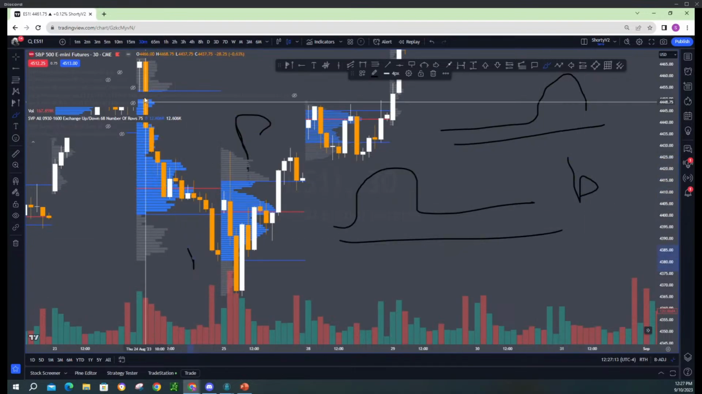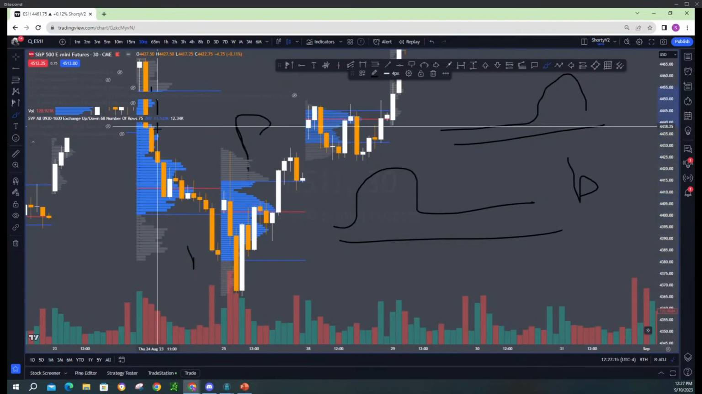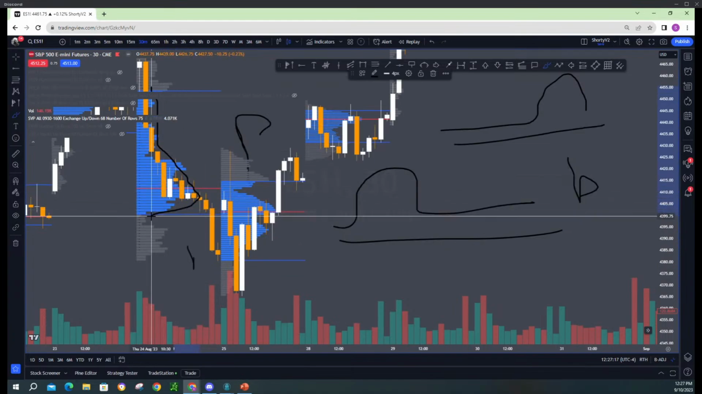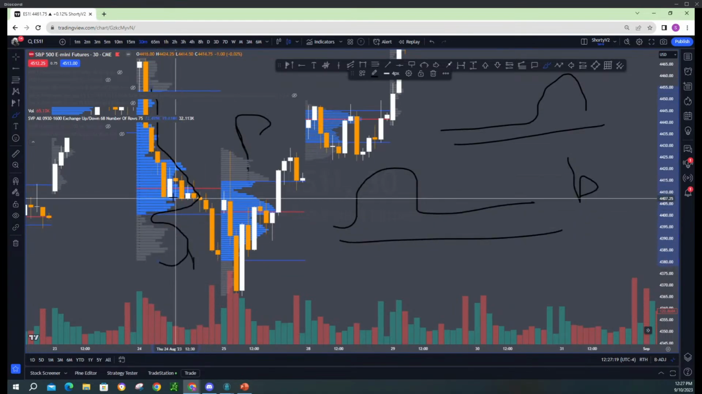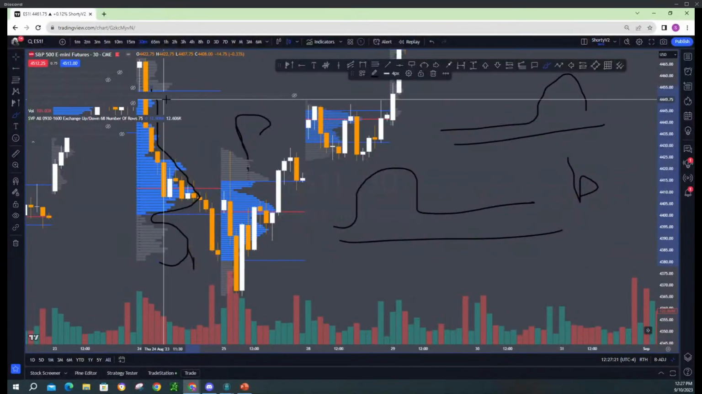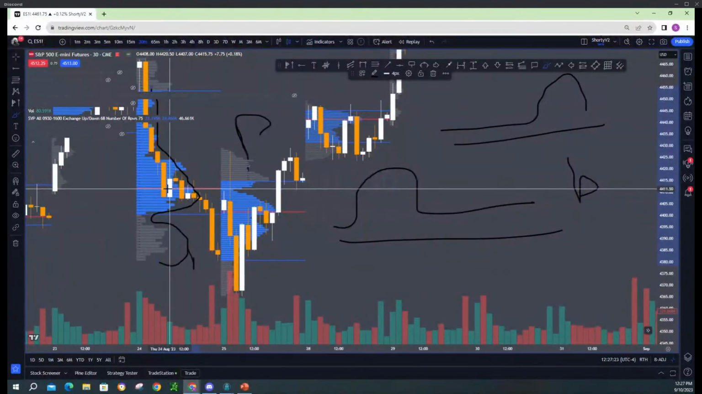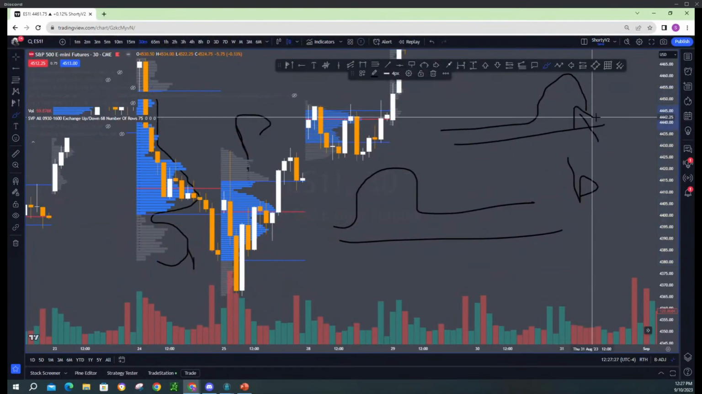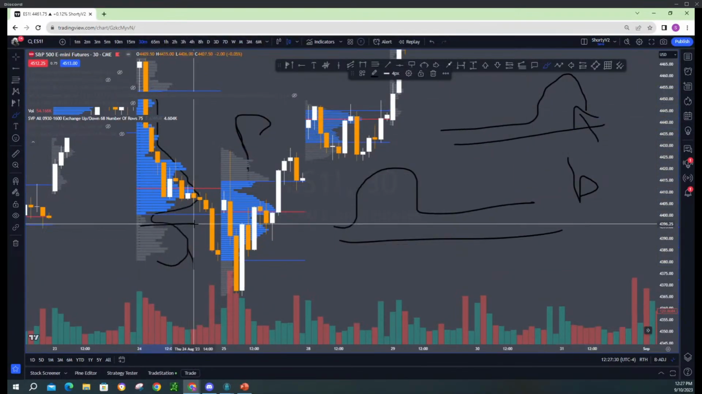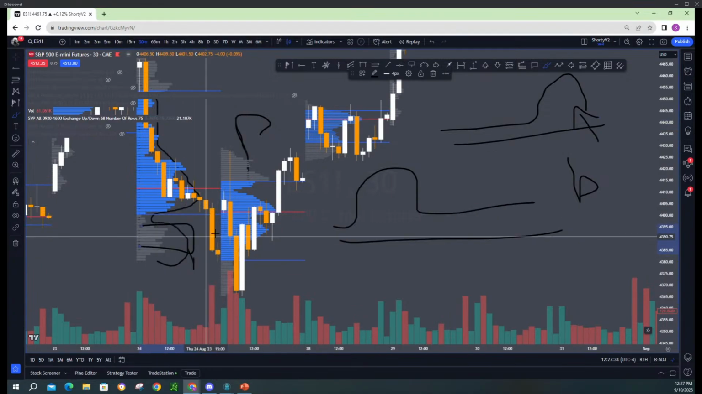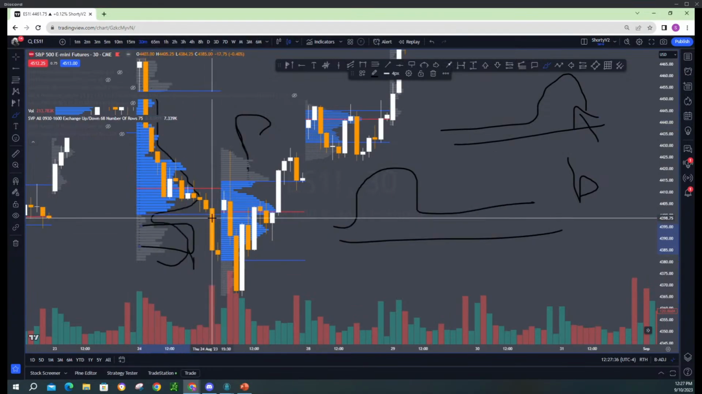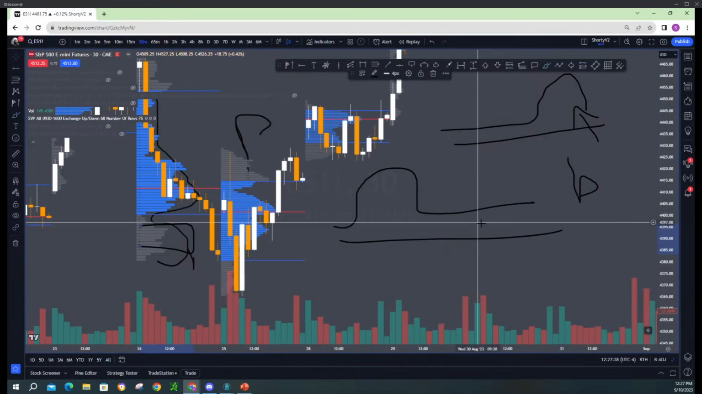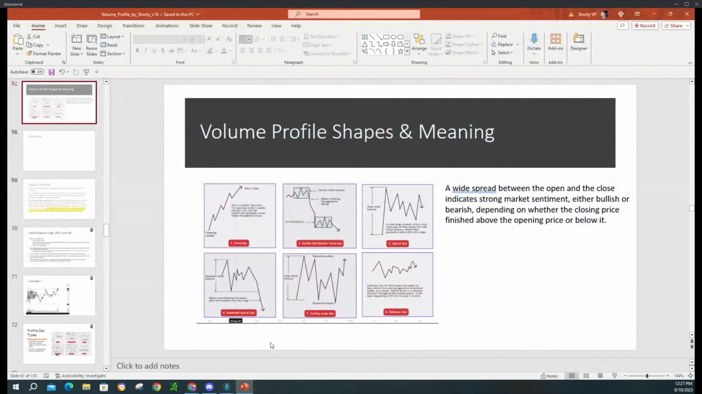So this one, for instance, has that profile. You see how here it has a high volume node. The POC is kind of in the middle, a little bit more skewed to the bottom. Then they have a node here. They consolidated and then they sold off here. So that's the typical day, right? That's this one here.